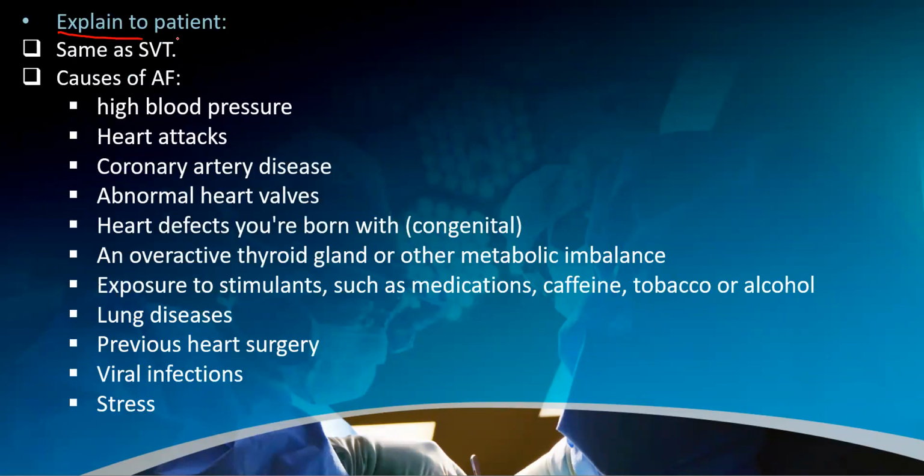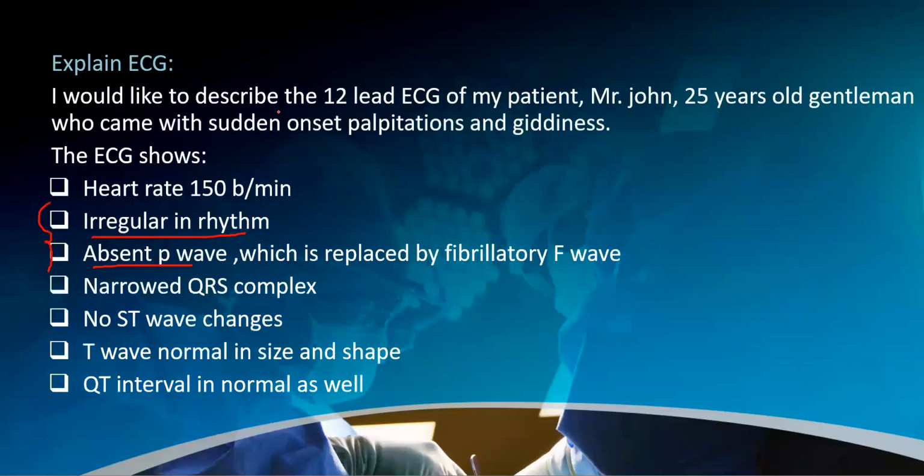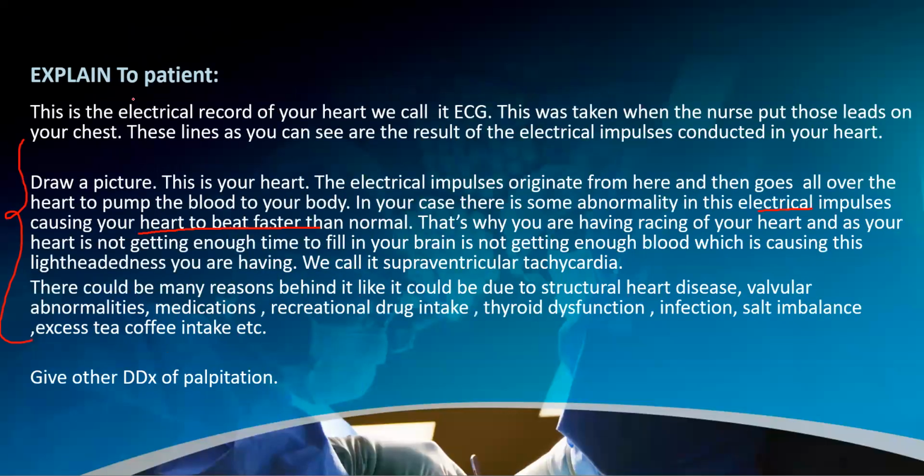So explain your finding to the patient. The explanation will be totally the same as for SVT. You don't need to say anything extra. Okay, so same. How do we explain SVT? You can say that this is the electrical record of your heart called ECG. This was taken when the nurse put those leads on your chest.